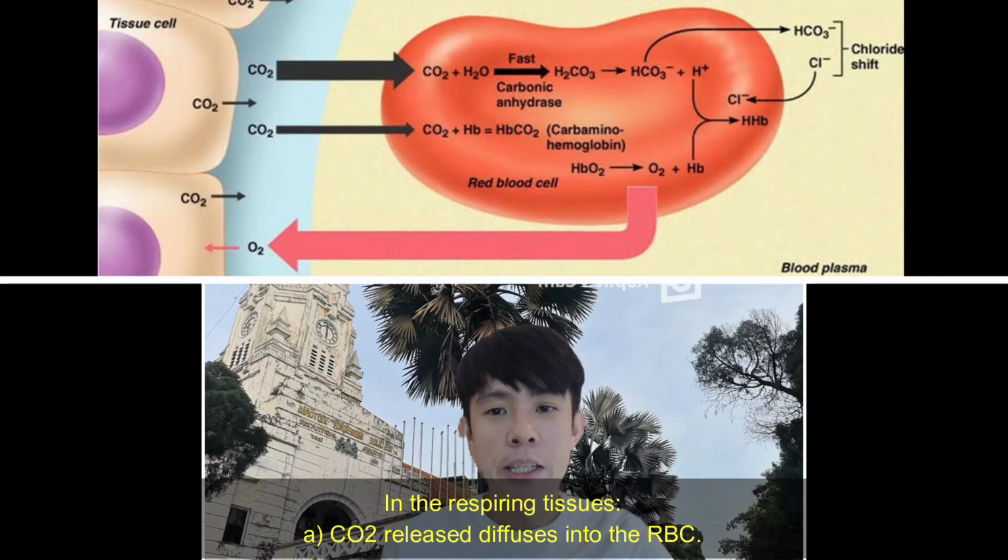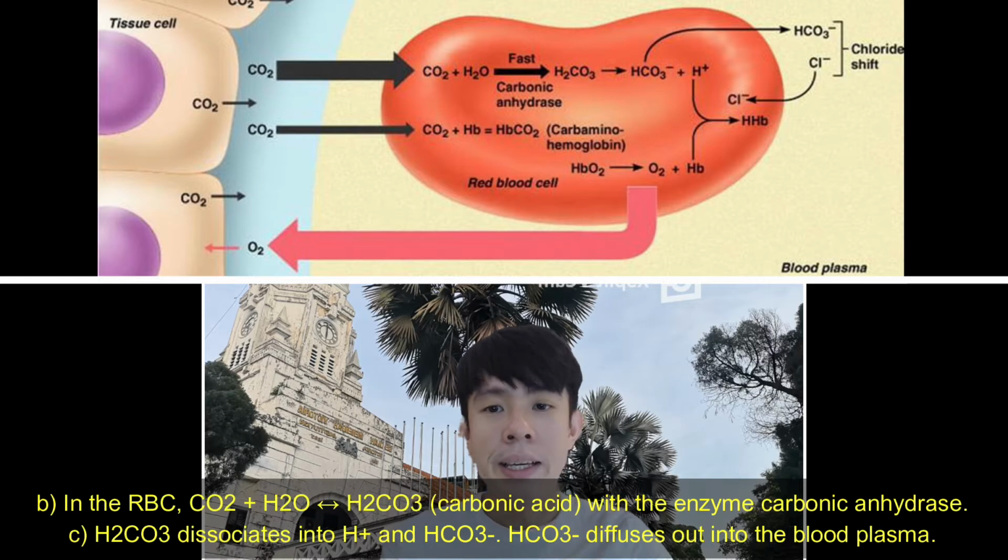In the respiring tissues, A. Carbon dioxide released diffuses into the red blood cell. B. In the red blood cell, carbon dioxide combines with water to form carbonic acid with the help of the enzyme carbonic anhydrase. C. Carbonic acid dissociates into H+ ions and hydrogen carbonate ions. Hydrogen carbonate ions diffuse out into the blood plasma.